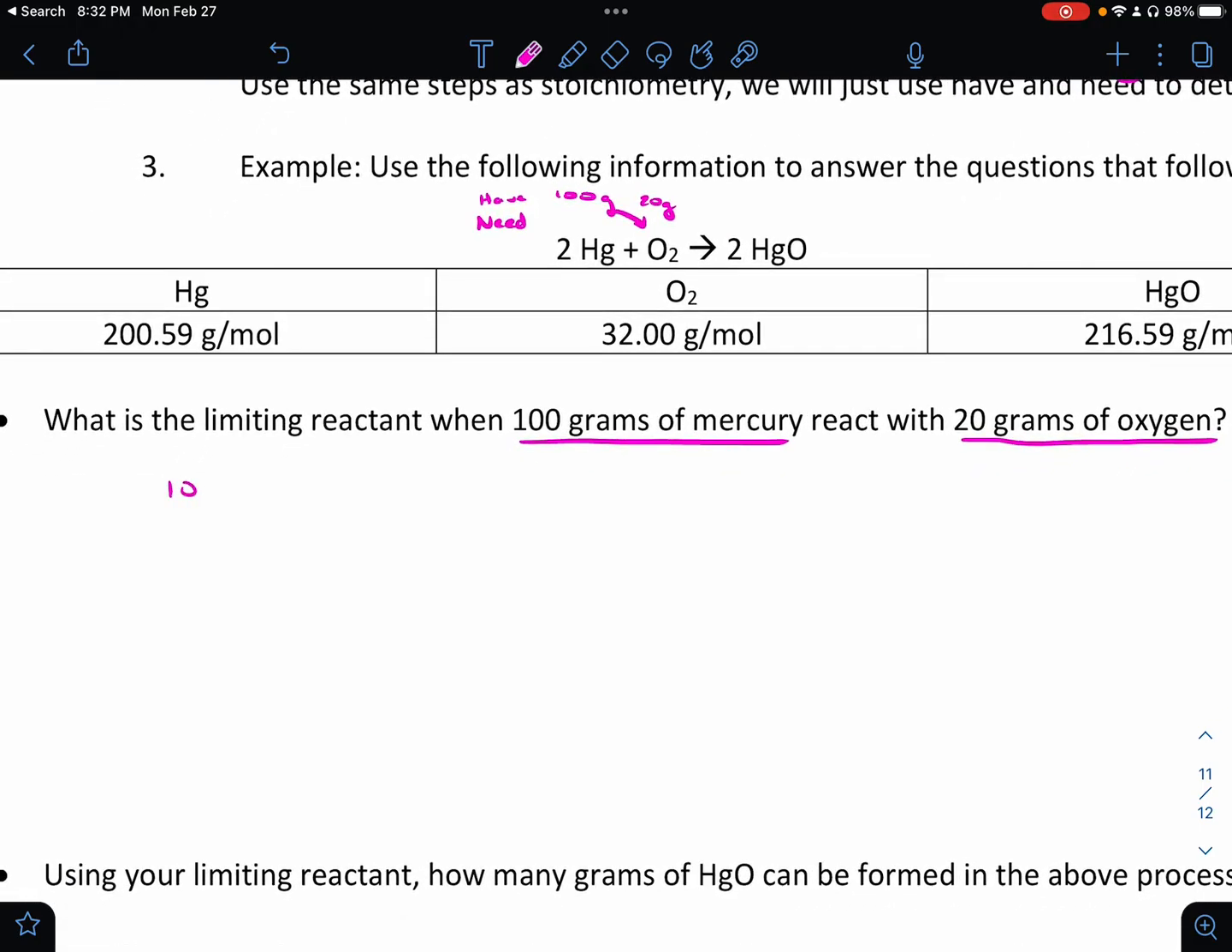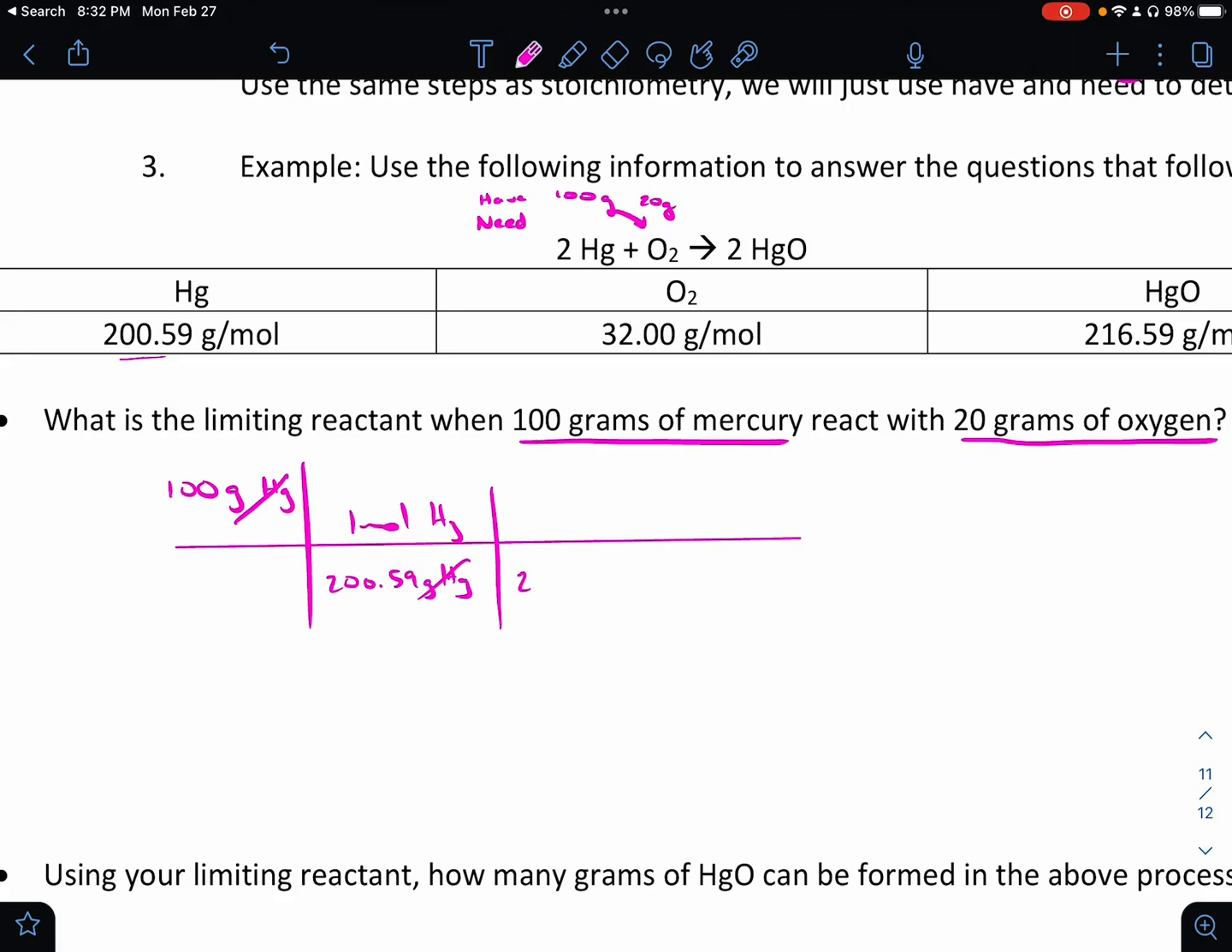We're going to start with 100 grams of Hg. Like I said, this is like all the stoic lines we've been doing all along. Our first step in the stoic line is we're going to divide by the molar mass of Hg, which we found right there, 200.59. On top, we're going to put 1 mole of Hg. Grams of Hg cancel. Our next step is our mole to mole ratio. So on bottom, we're going to put 2 moles of Hg.